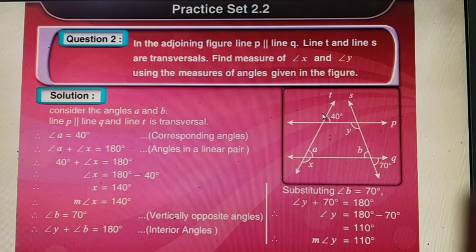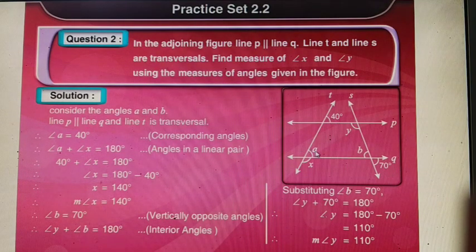Question number 2. In the adjoining figure, line P is parallel to line Q. Line T and line S are transversals. Here you can see line P is parallel to line Q and line T and line S are the two transversals. Find the measure of angle X and angle Y using the measure of angles given in the figure. Which measurement is given? This is given 40 degrees and this is given 70 degrees.